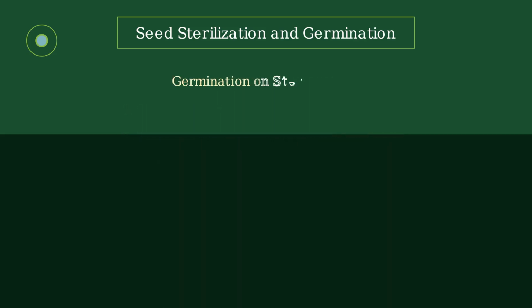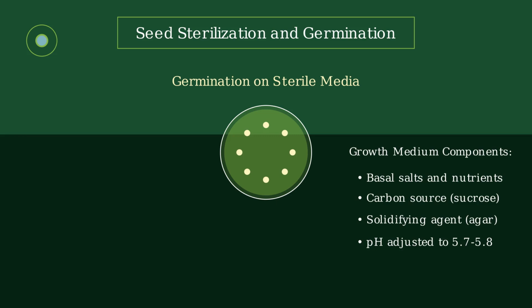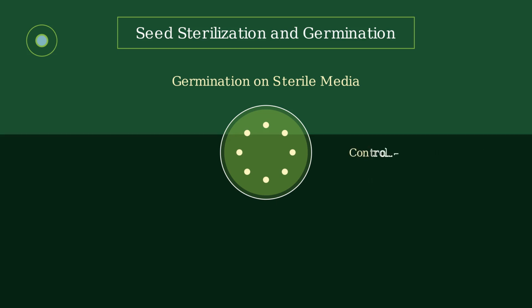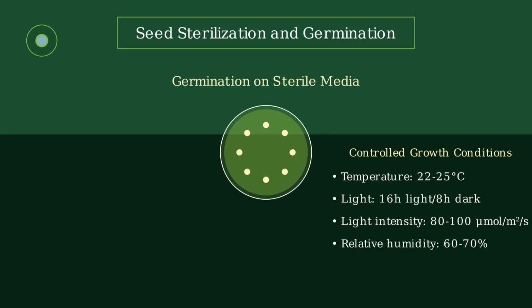After sterilization, seeds are placed on sterile growth medium containing essential nutrients, a carbon source like sucrose, and a solidifying agent such as agar, with pH adjusted to 5.7 to 5.8. Germination occurs under carefully controlled conditions: temperature of 22 to 25 degrees Celsius, 16-hour light and 8-hour dark photoperiod, moderate light intensity, and controlled humidity.